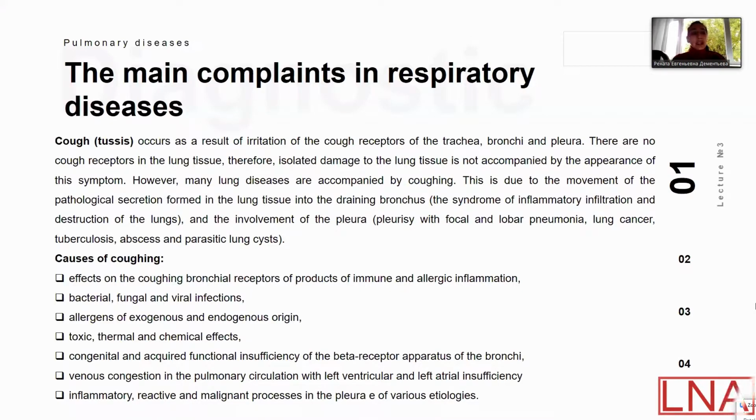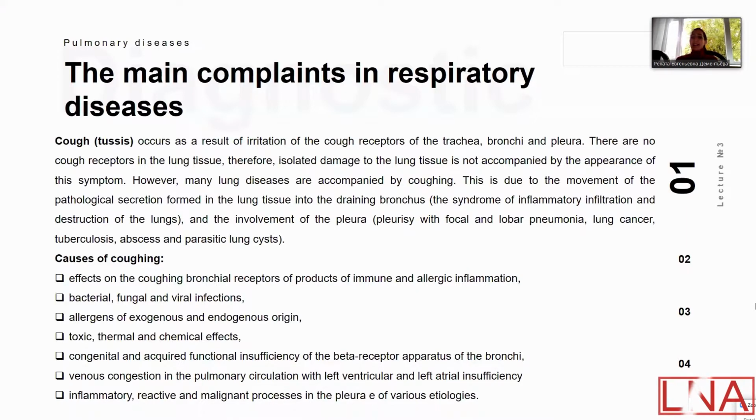Cough occurs as a result of irritation of the cough receptors of the trachea, bronchi, and pleura. Remember about receptors. There are no cough receptors in the lung tissue. There are no nociceptors in the lung tissue. Therefore, isolated damage of the lung tissue is not accompanied by the appearance of this symptom. So isolated damage of the lung tissue cannot be accompanied by a cough because there are no cough receptors in the lung tissue.